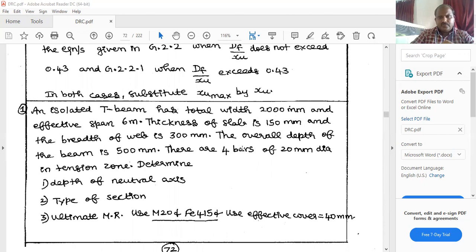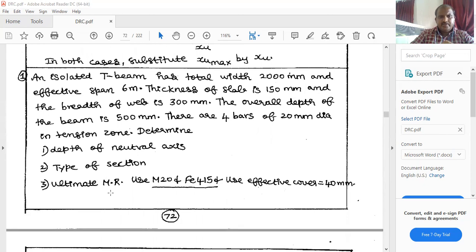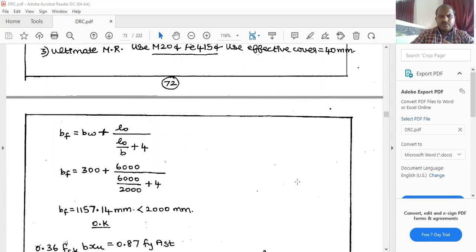There are four bars of 20 mm diameter in the tension zone. We have to determine the depth of the neutral axis, the type of section, and the ultimate moment of resistance. Use M20 concrete and Fe415 steel. The effective cover is 40 mm. So first we have to find out the breadth of the flange.